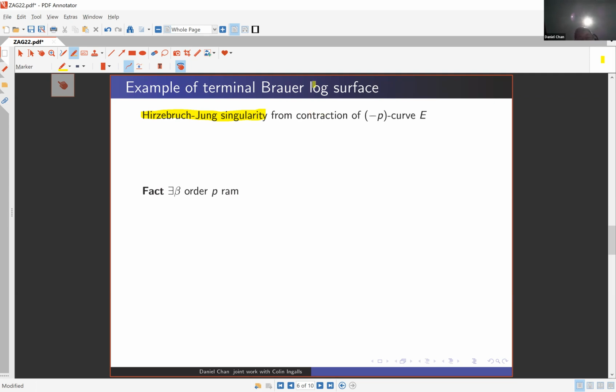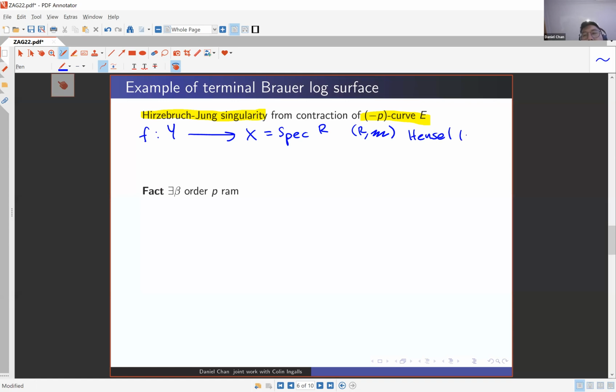Essentially, the one I want to look at is where you contract a minus p curve. Let me be more precise. Let f be a map from Y to X, where X is the spectrum of some ring R, where R is a local ring with maximal ideal m. E is contained inside Y, and that's the only thing that's contracted. This E is a minus p curve, so E squared is minus p. E is isomorphic to a projective line. The other thing you should know in my definition of a Hirzebruch-Jung singularity here is that it's a projective line over the residue field of this R. So there's no change of the residue field.